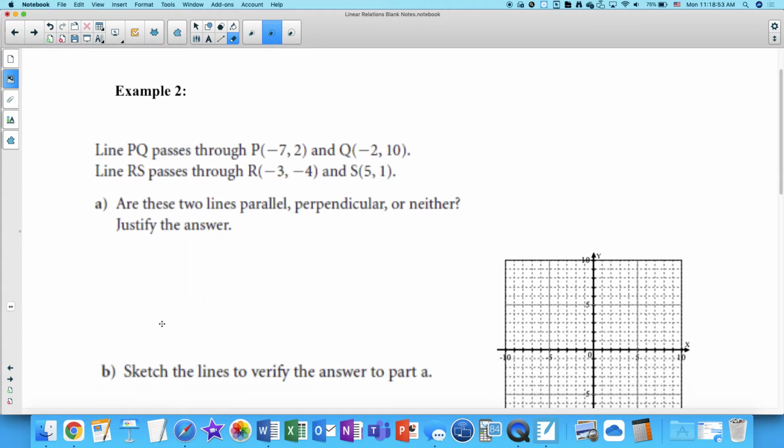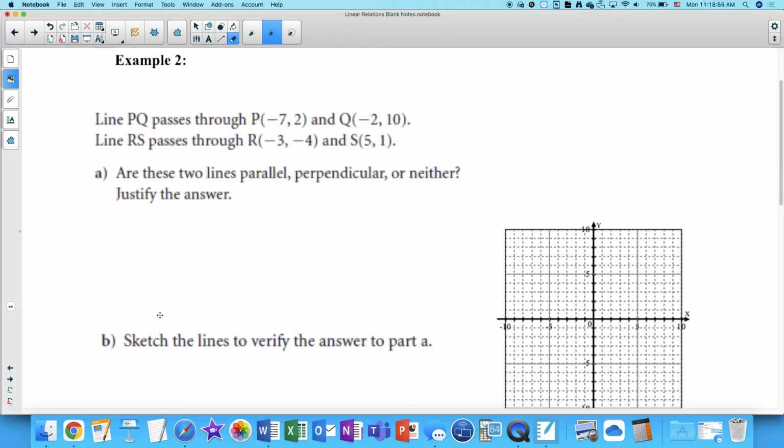Let's take a look at these two. Line PQ passes through P(-7, 2) and Q(-2, 10). Line RS passes through R(-3, -4) and S(5, 1). The first thing we are asked to do is answer this question: are these two lines parallel, perpendicular, or neither? And we need to justify that. And then we're going to sketch to verify.